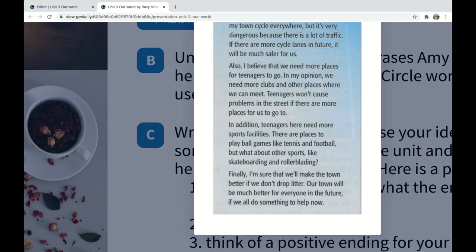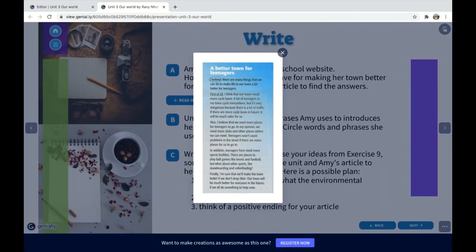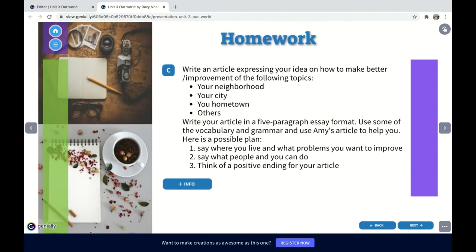So later on, the homework here, I'd like you to write an article expressing your idea on how to make better or improve the following topic. So when you write this writing, you're gonna use the example of Amy's that I told you earlier, that you can use some expressions to introduce your idea. You can use some expressions to express your opinion.